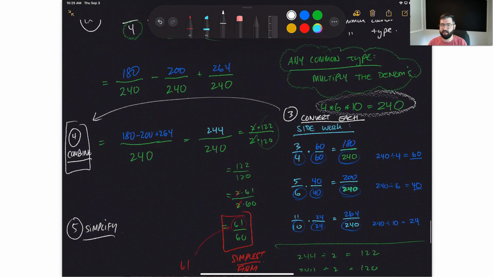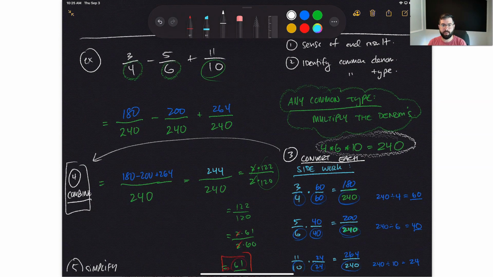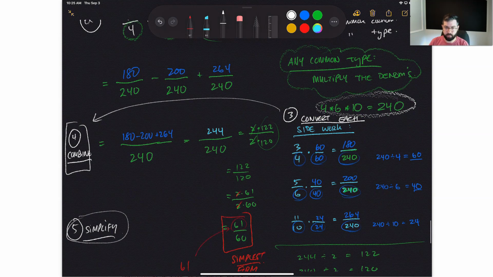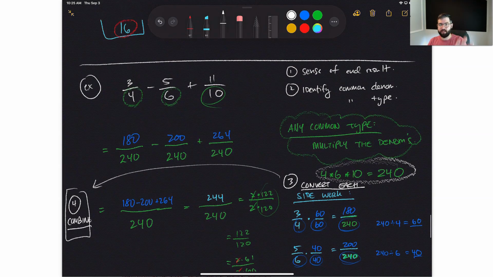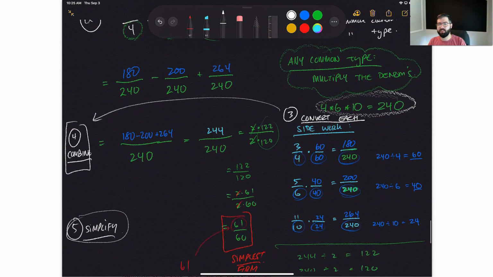Will they all be exactly like this? No. If you're looking for these computation problems to all be the same, in some ways they will be. There are rules that can't be broken, but in other ways they're all so different by just little shifts that it won't always follow exactly the same. But in general, they will have this structure: get a sense of it, identify the common type, convert them all, combine them all, and simplify if you can.